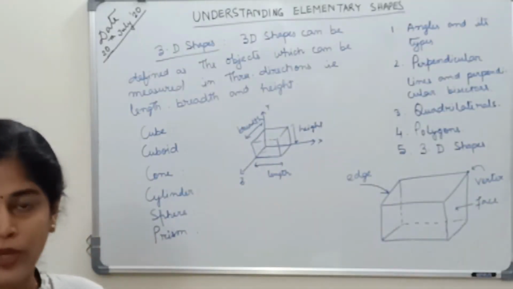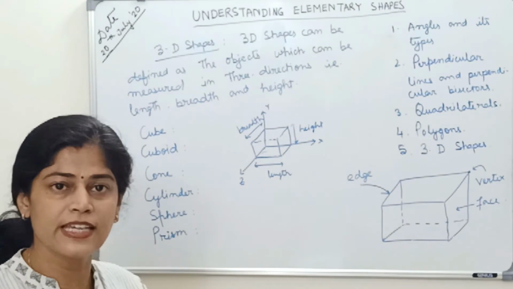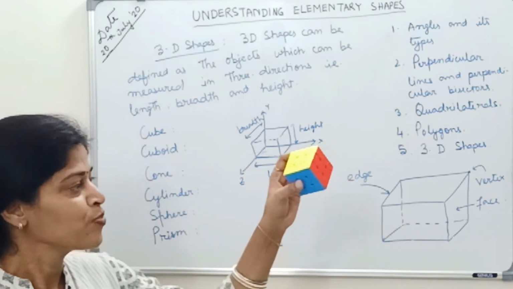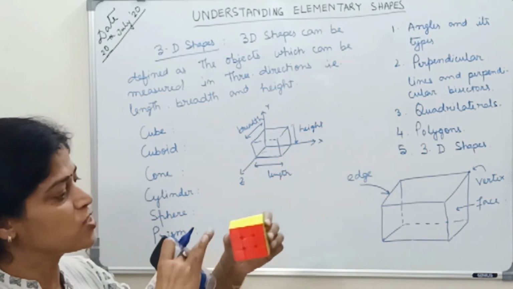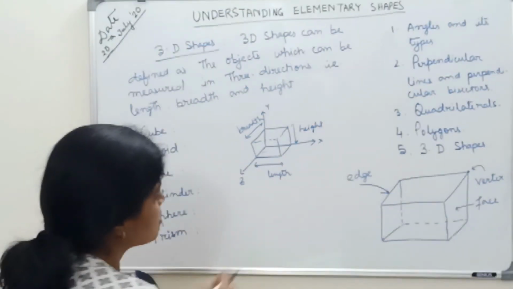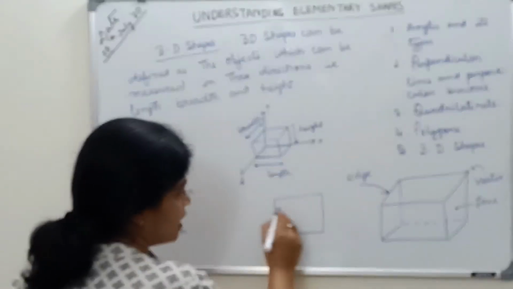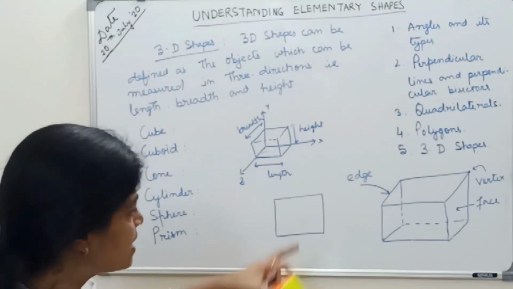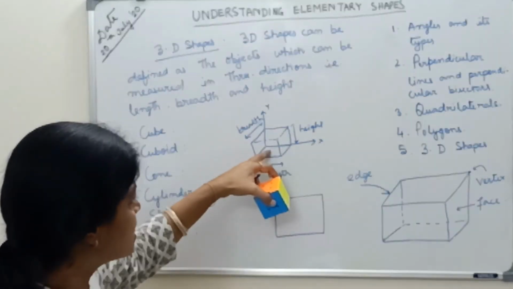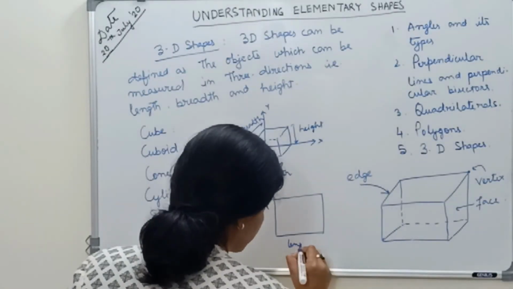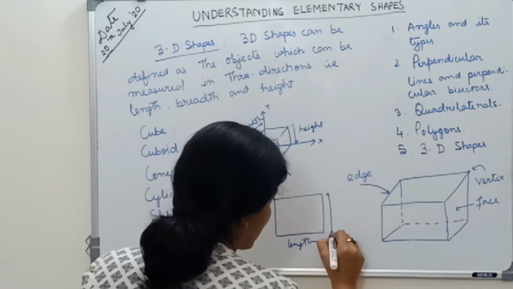Suppose a room, you can consider a room as a three-dimensional object. Now let me show you a cube. This is a cube, so this has three dimensions. And what does two dimension mean? 2D is on a plane surface. This is a rectangle. It's two-dimensional, but a cube is three-dimensional. In two dimensions, it has length and breadth.